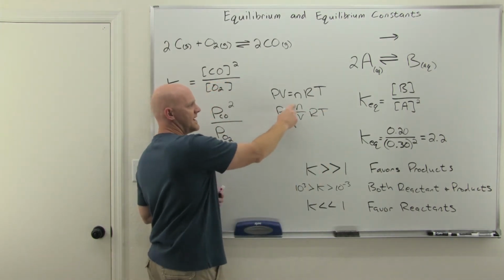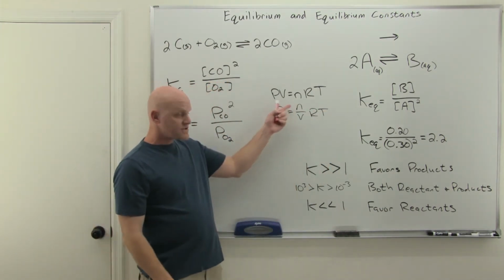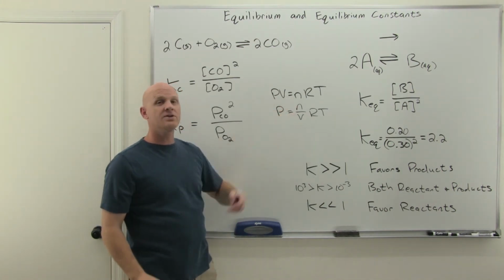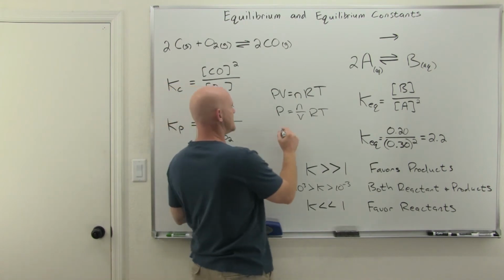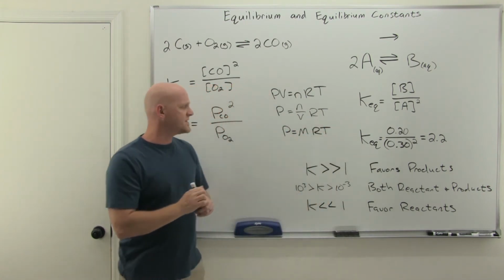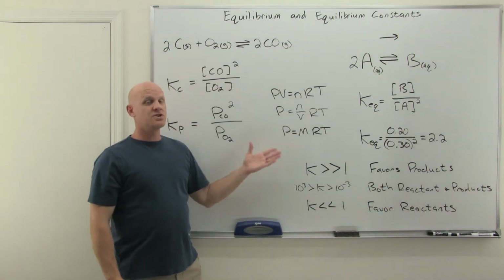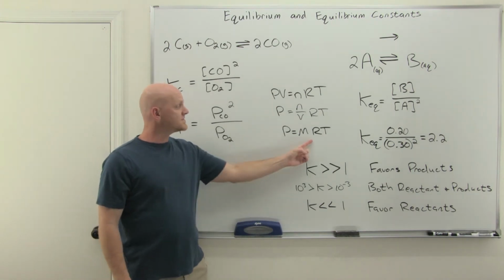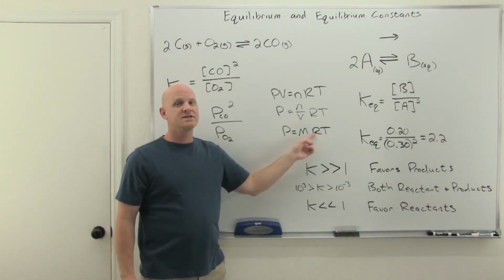And notice n over V: n is moles of gas, whatever gas you're talking about, and V is volume, typically in liters. And notice moles over liters is molarity. And so we can come out with an expression where pressure is related to the molarity. And so it turns out they're proportional. If you double the molarity, it would double the pressure, but they're not equal because there's this extra factor RT.